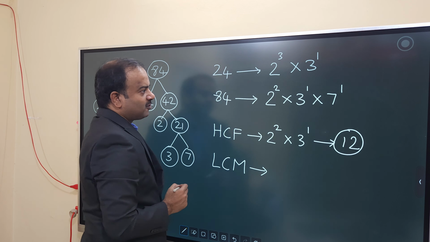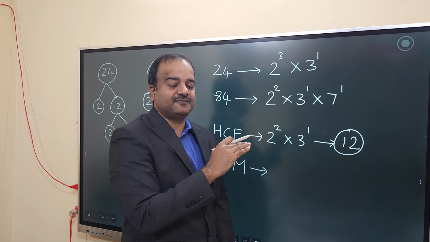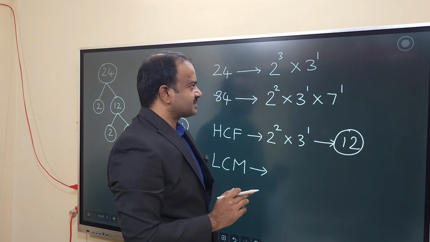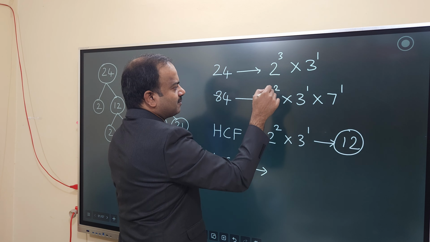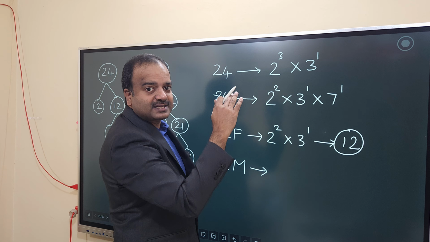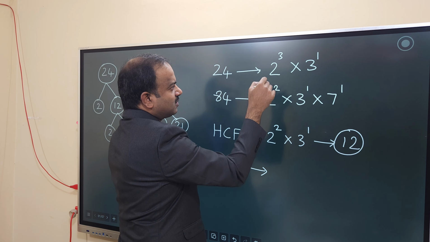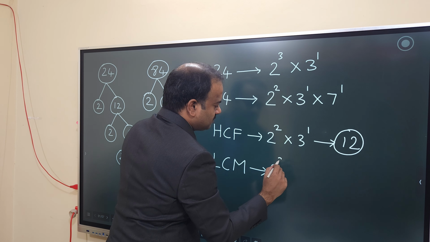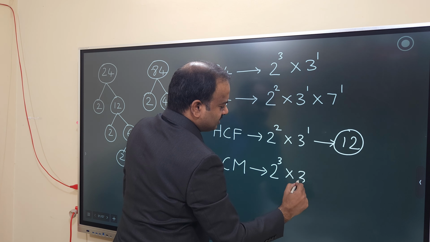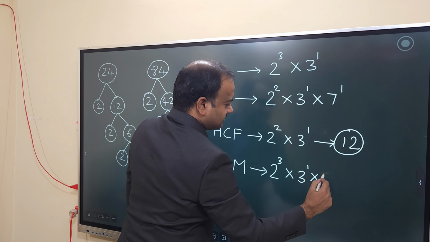Next, we need to find LCM. For LCM, you need to consider all the factors with the highest power. If it is common, consider the highest power. If it's not common, take it as it is. Here 2 is a common prime factor, so consider the highest, which is 2 cube. 3 is common, so I'll just take 3 power 1. Then 7 is not common, but you still need to take it, with its highest power, which is 7.